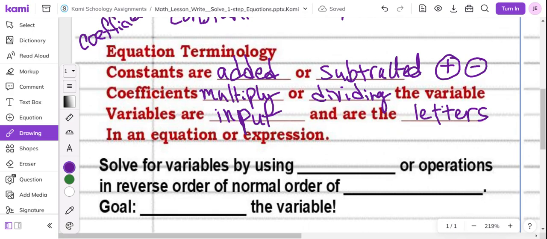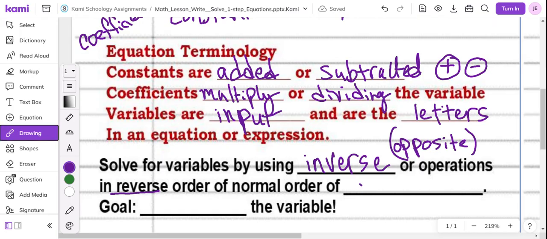So how do we solve for variables? When we need to find the input to a situation and there's a letter, we're going to use inverse operations, or reverse. Another word that we could put in here is opposite. Let's just put those in parentheses. We have opposite operations, inverse operation, reverse order, normal order of operations.